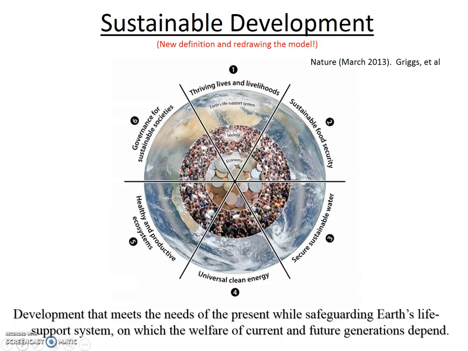This model also includes 6 Sustainable Development Goals: thriving lives and livelihoods, sustainable food security, sustainable water security, universal clean energy, healthy and productive ecosystems, and governments for sustainable societies. Take a moment to really study both the old model and the new model, and how the 3 components of sustainability are related. Which do you think is a better model for sustainability, and why? And what role do the 6 goals play in the second model?